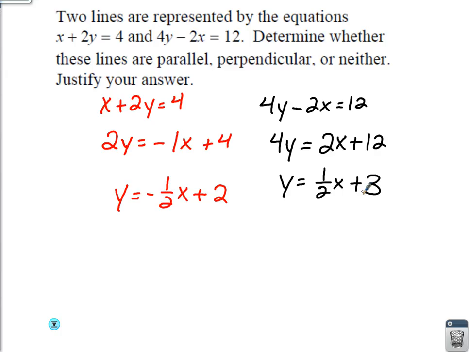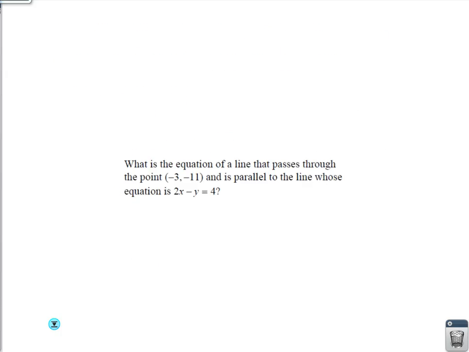They're not reciprocals. This would have to be negative 1/2 and positive 2/1. So not reciprocals. Those are neither parallel nor perpendicular. Move on.